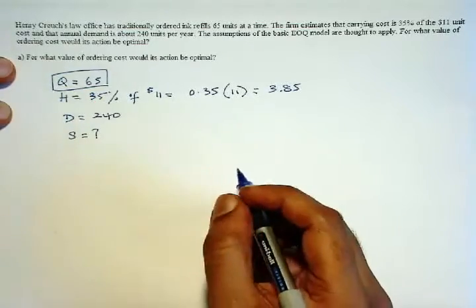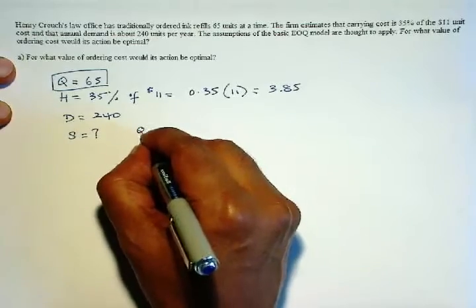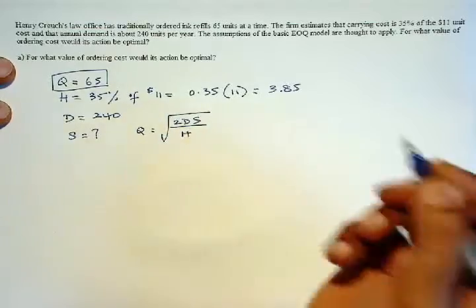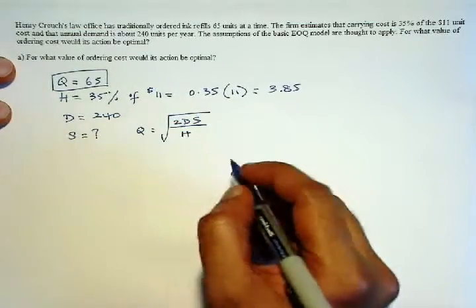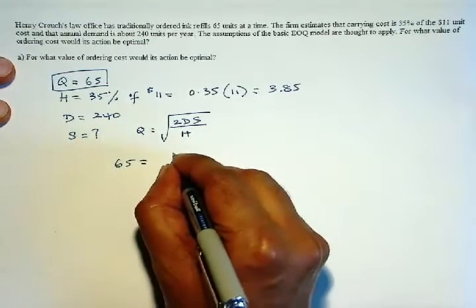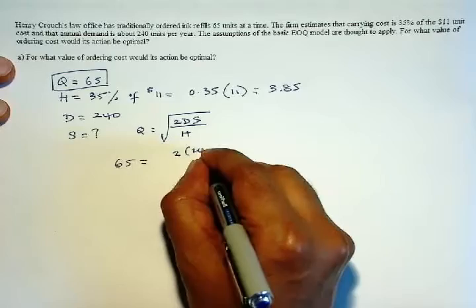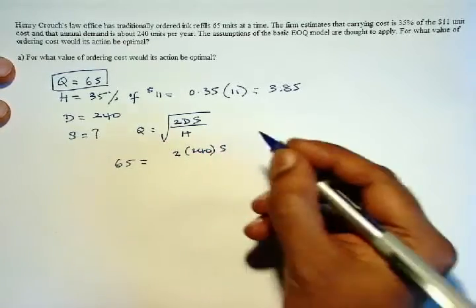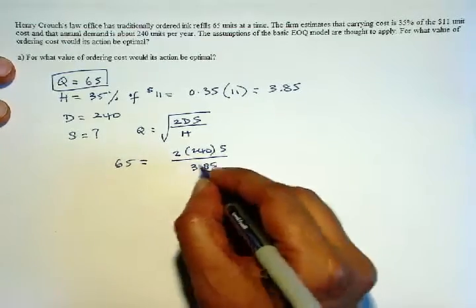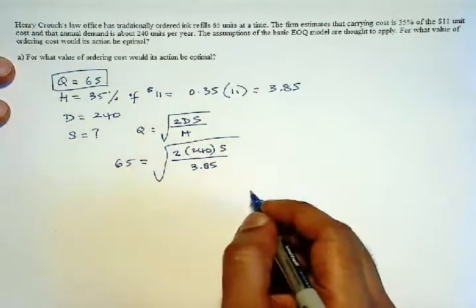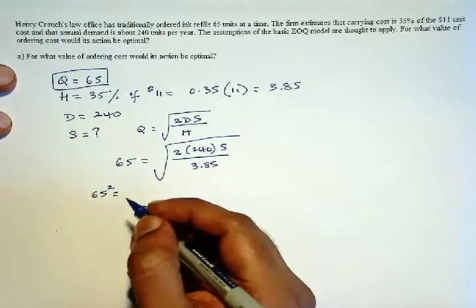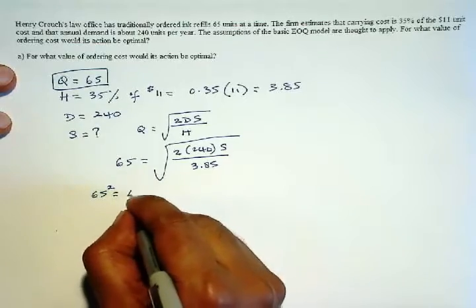So let's look at the formula. Now we have Q, so Q is 65. Then we have demand, 240. And then that's what we have to find, S, and H is 3.85. Okay, now we square 65 and we get 4225. So now the square root is gone.